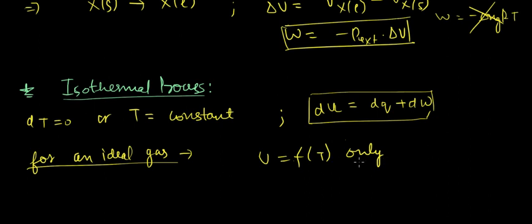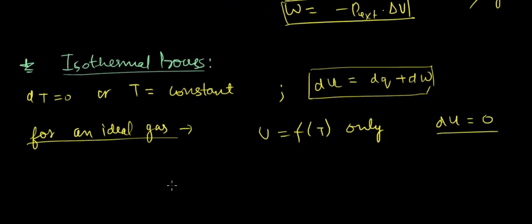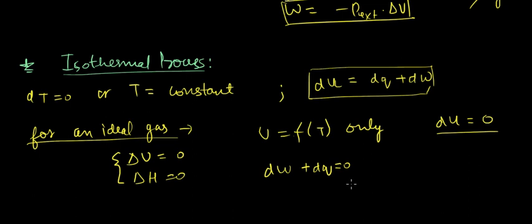So as U is just a function of temperature, and as temperature is not changing, the change in internal energy would also be 0. So delta U would be 0, delta H would be 0. Why? Because both are functions of just temperature in the case of an ideal gas. So we can write dw plus dq would be equal to 0. In other words, work done plus heat exchange would be equal to 0.